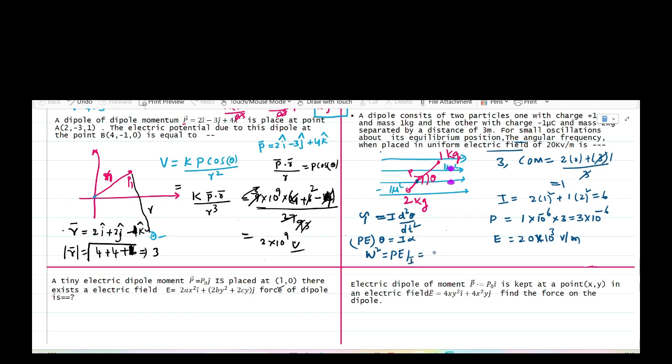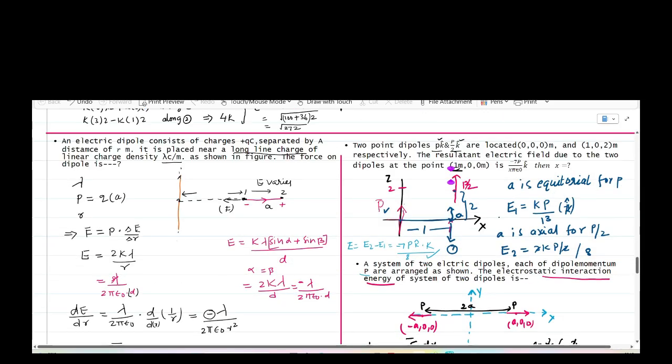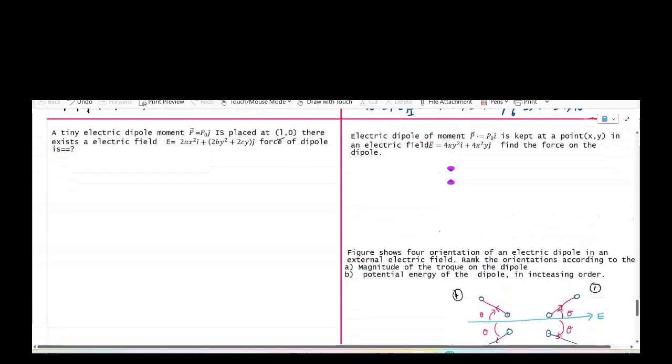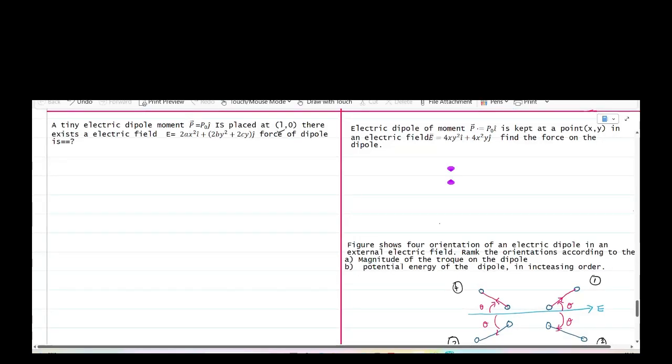So P is already 3 into 10 to the power of minus 6, and E is equal to 20 into 10 power 3. So the PE by I value is equal to 6 into 10 power 4... this gives omega square equal to 1 into 10 power minus 2, and omega equal to 10 power minus 1 radian per second. Once omega is known, I can find the time period also. Time period equal to 2 pi by omega.